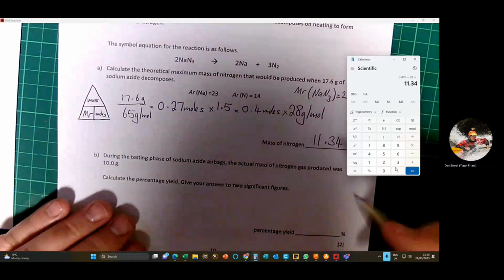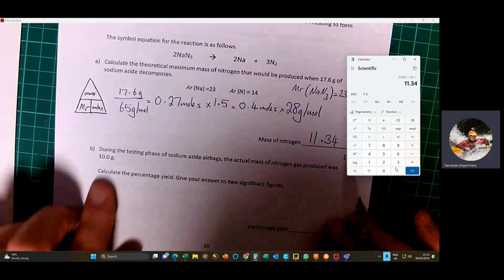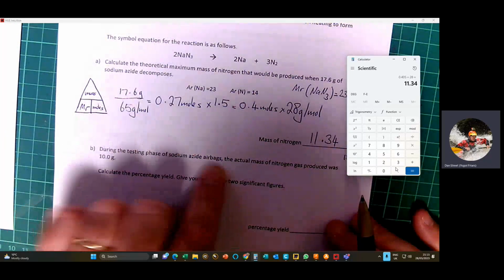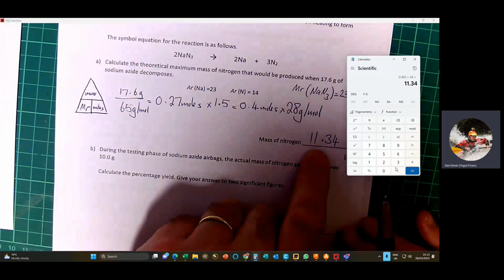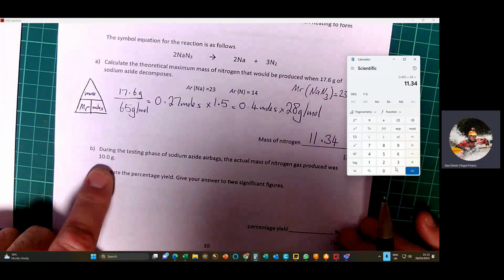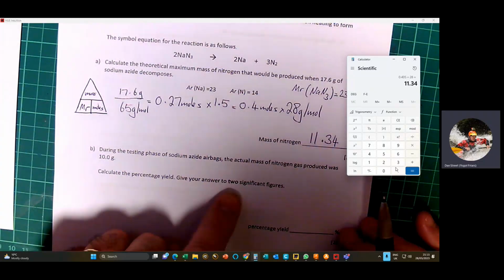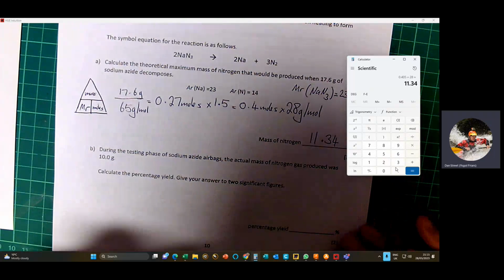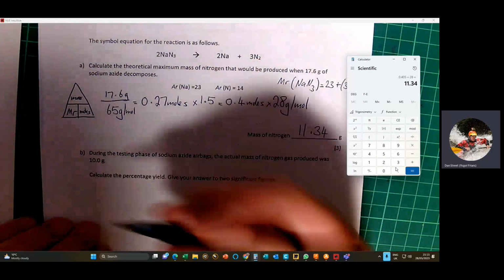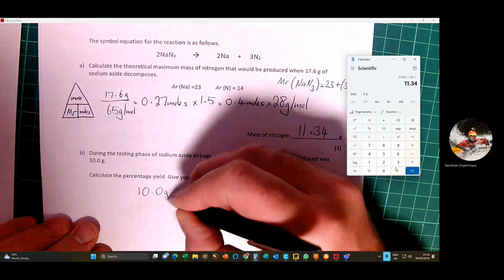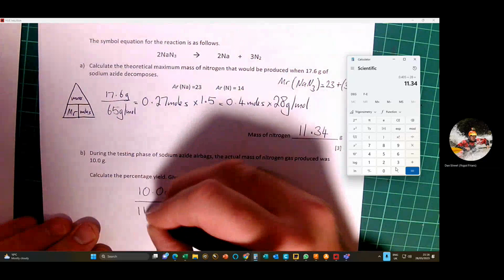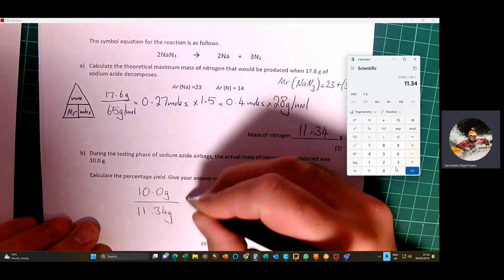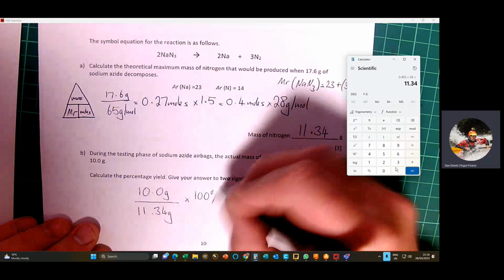Okay, so once we've done that, we discover that during the testing phase of sodium azide airbags, the actual mass of nitrogen gas produced was 10 grams. So we're expecting 11.34. We only get 10 grams. So calculate the percentage yield, give your answer to 2 significant figures. So percentage yield, we need to take the actual mass, which is this value here, and divide it by the theoretical mass. That's how much we should get. And then we multiply that by 100 because it's a percentage yield.